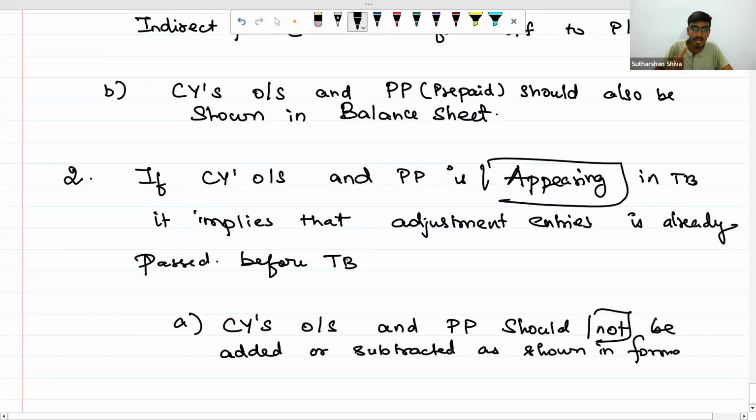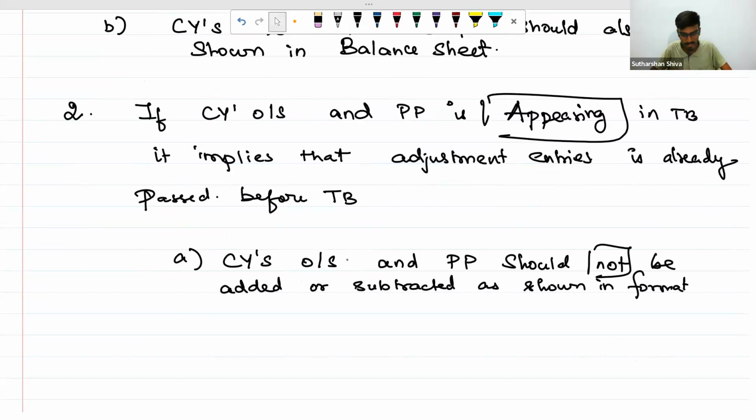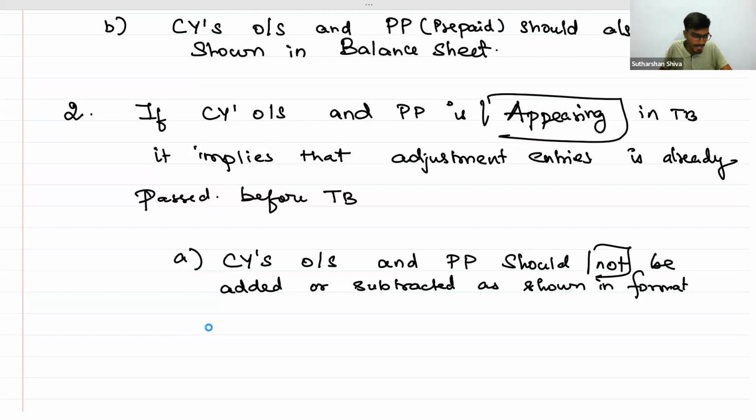It should not be added when there is an appearance in the trial balance, but the second point will remain the same. We will show it only one time, that is current year's outstanding. Write down current year's outstanding.